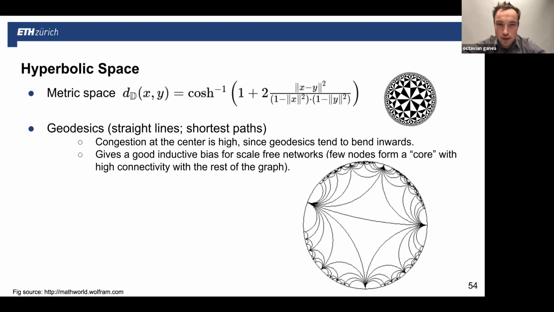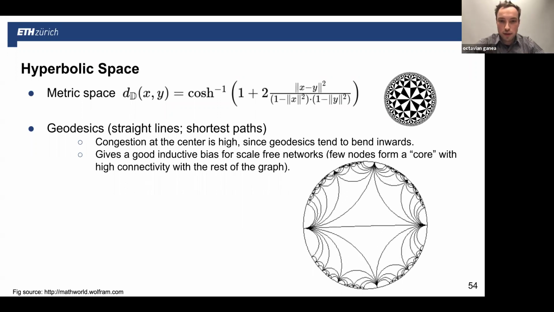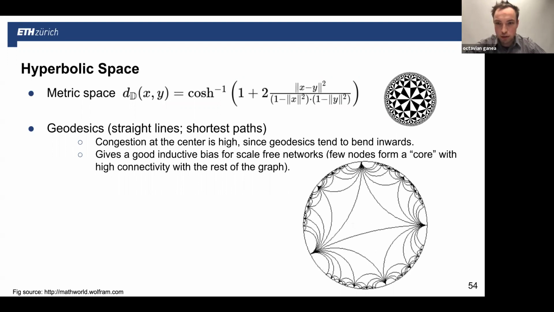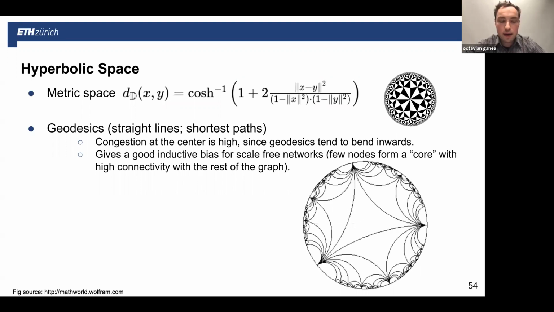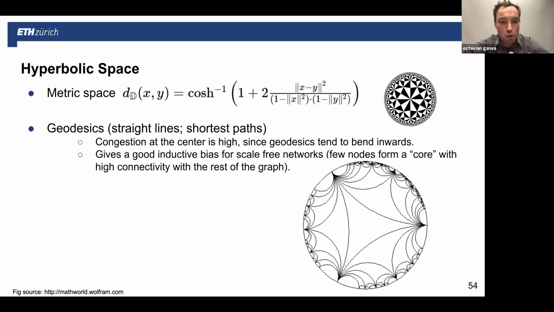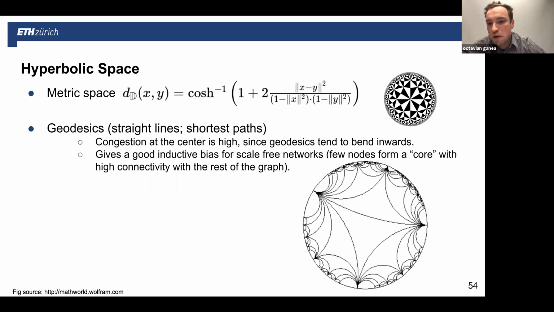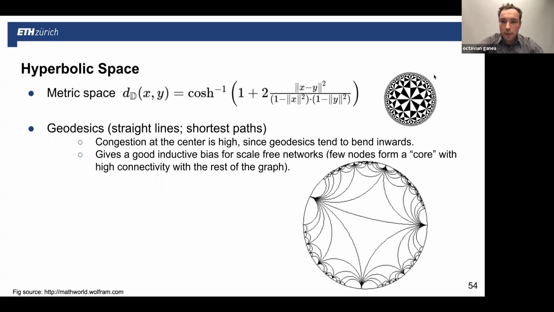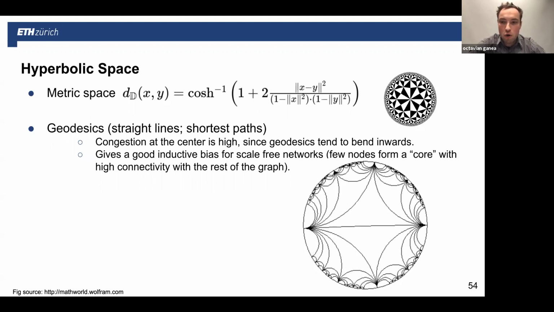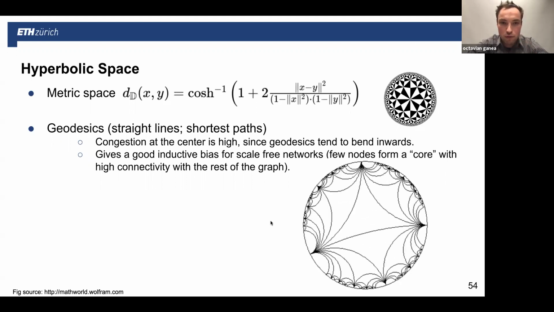So you can see that we have a higher congestion at the center than at the border of the ball. And that's because geodesics tend to bend inwards. And that's maybe why this is a good inductive bias for embedding scale-free networks, because in scale-free networks, a few nodes form a core of the graph with high connectivity to the rest of the graph. The same, let's say, for trees.